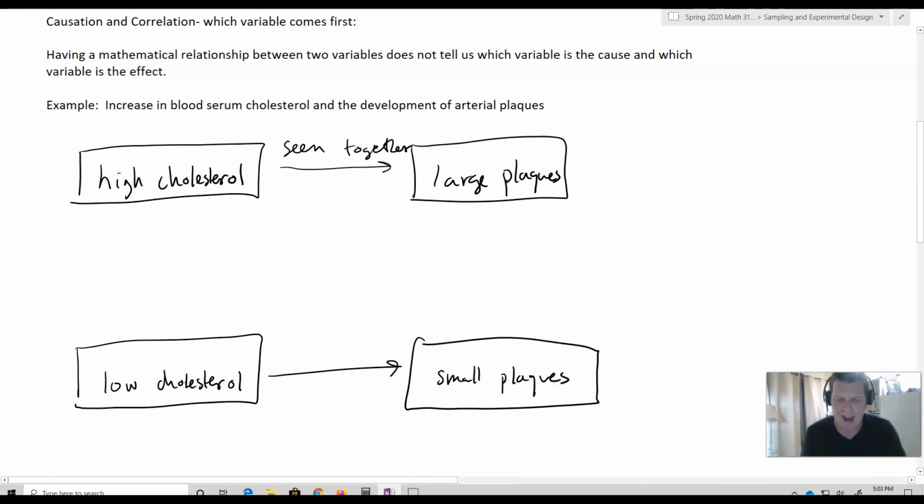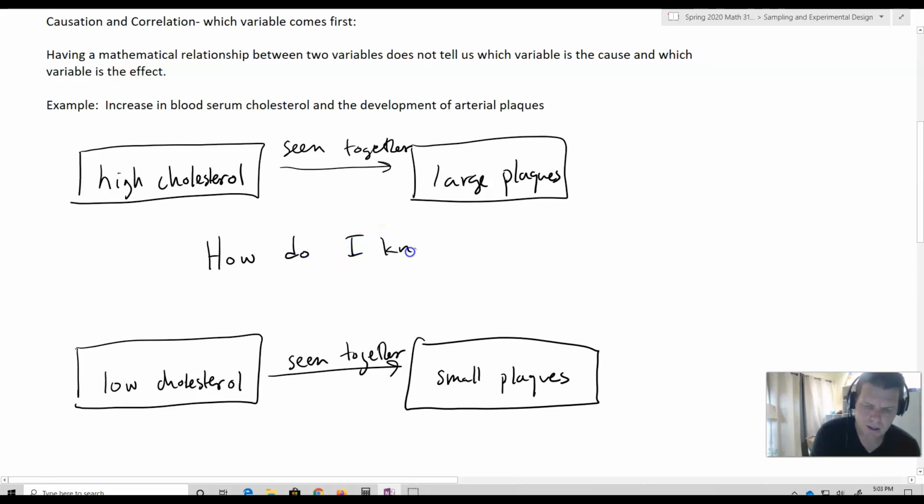Okay? And what we've been taught, and what was very much in vogue for 50 years in this country, is that high cholesterol leads to large plaques, and that low cholesterol leads to small arterial plaques. But there's a little bit of a problem. How do I know that arterial plaques don't cause blood serum cholesterol?